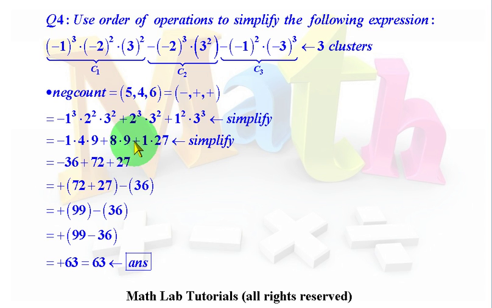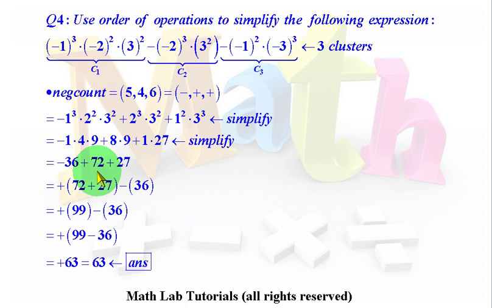3 to the power 2 is 9. 1 squared is 1, and 3 to the power 3 is 27. So now we continue to simplify each product. Drop the minus sign down. 1 times 4 times 9 is 36. Drop the plus sign down. 8 times 9 is 72. Drop the plus sign down. 1 times 27 is 27. Now we have a simple integer string at the end.